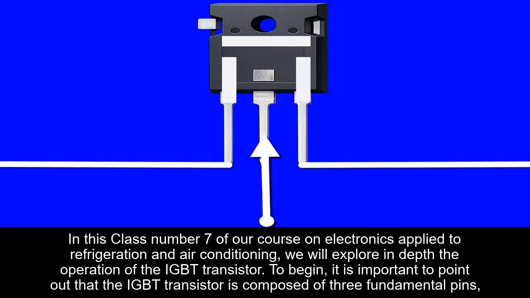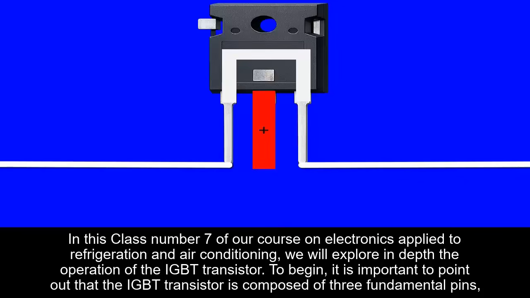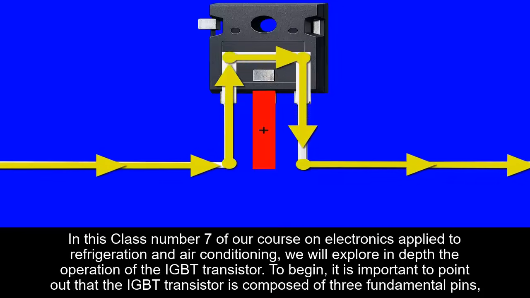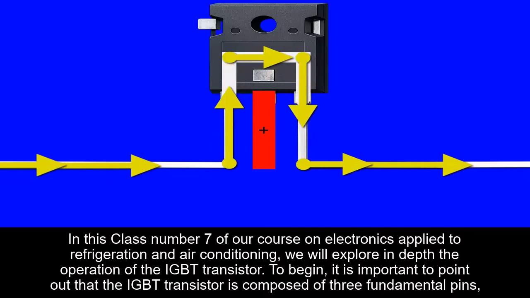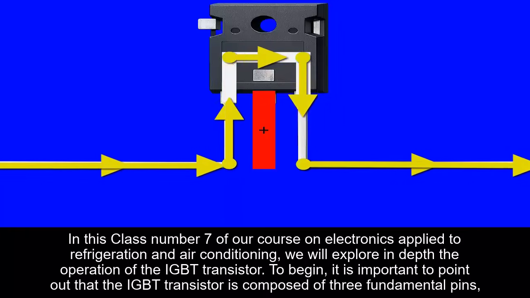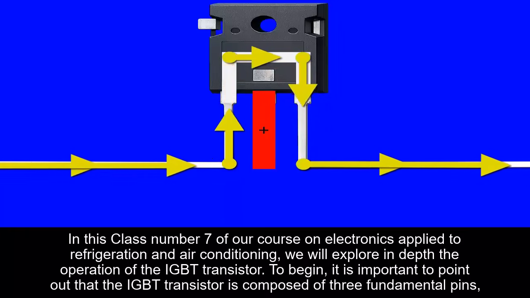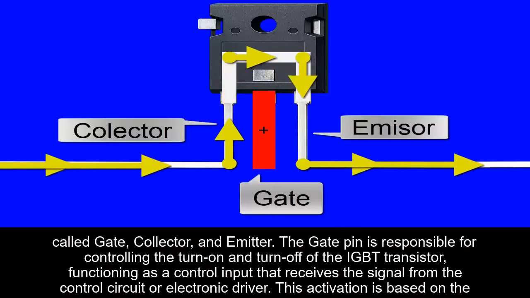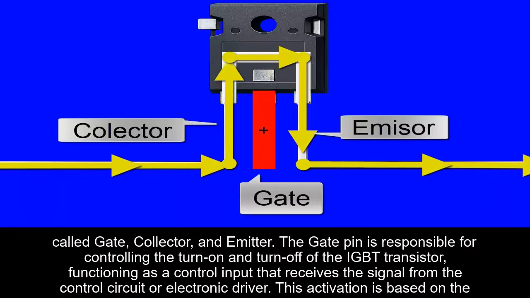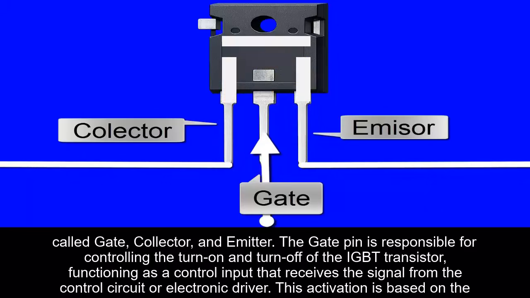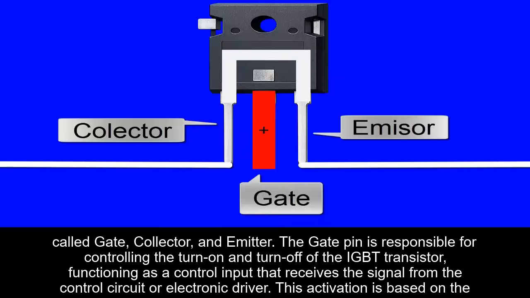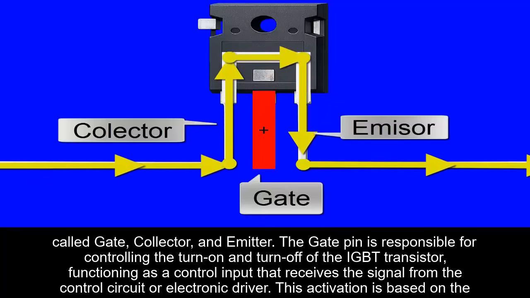In this class number 7 of our course on electronics applied to refrigeration and air conditioning, we will explore in depth the operation of the IGBT transistor. To begin, it is important to point out that the IGBT transistor is composed of 3 fundamental pins called gate, collector, and emitter. The gate pin is responsible for controlling the turn-on and turn-off of the IGBT transistor, functioning as a control input that receives the signal from the control circuit or electronic driver.